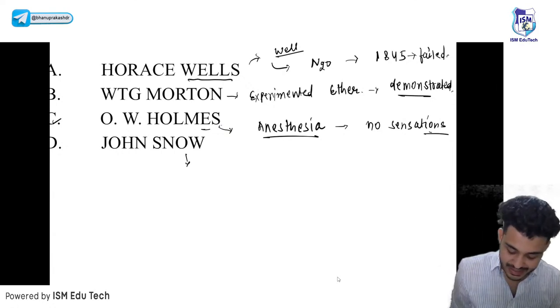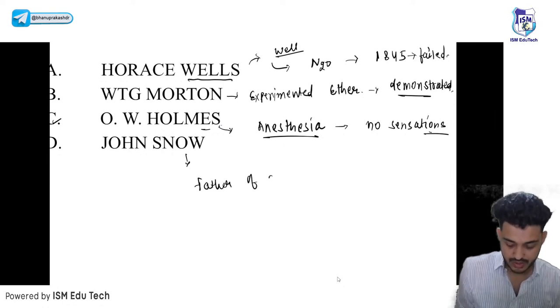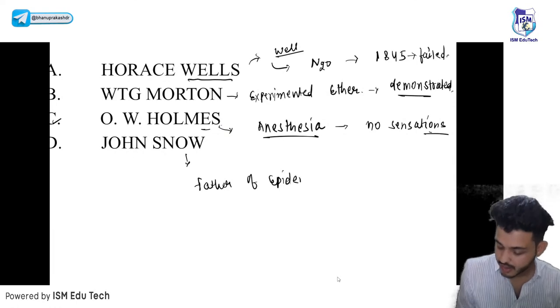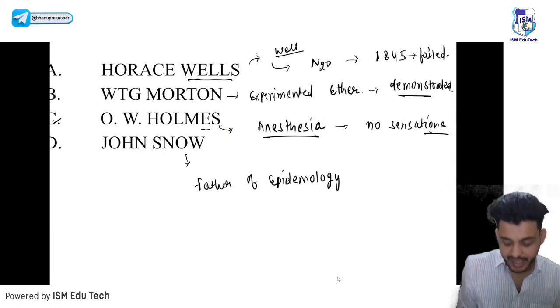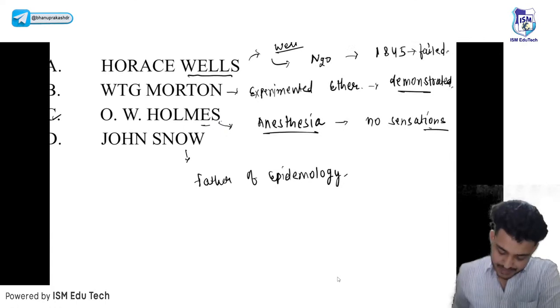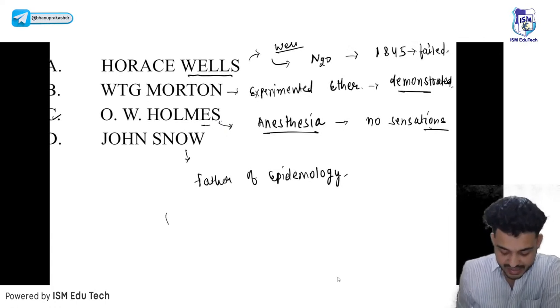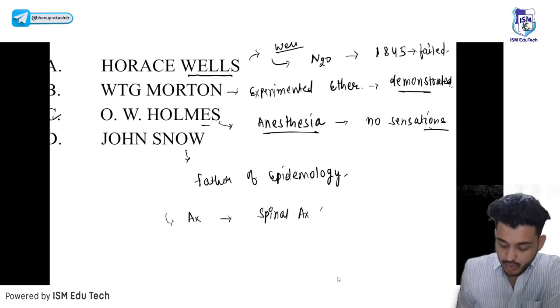John Snow is considered the father of epidemiology. You already know that. Father of epidemiology. Okay. But he was a practicing anesthesiologist. He gave the spinal anesthesia to Queen Victoria.